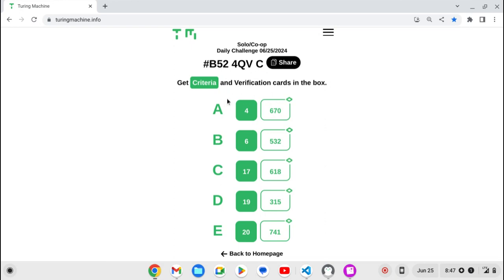So today's puzzle uses the following 5 criteria cards: criteria cards 4, 6, 17, 19, and 20, and it uses the green verification cards. The code above is your way to get more information on today's puzzle by searching that code on turingmachine.info. Let's solve.